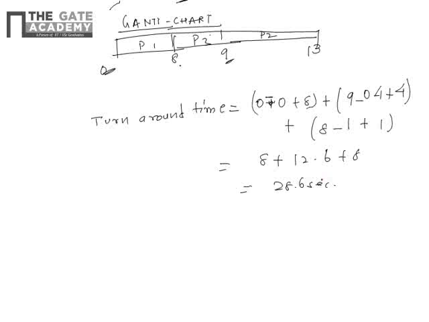Fine. So what will be the average turnaround time? It will be the total turnaround time divided by the number of processes. So 28.6 divided by 3 will be 9.53. So A is the answer.